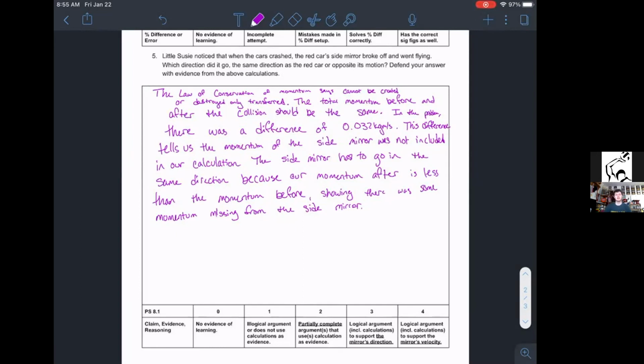That one is based on Newton's first law, where an object in motion is going to stay in motion with the same velocity unless acted on by an outside force. Because that side mirror flew off, it's going to continue going with closer to its same velocity that it had at the start, which means its velocity is going to be larger than the 1.32 meters per second that the red car had at the end of the activity.